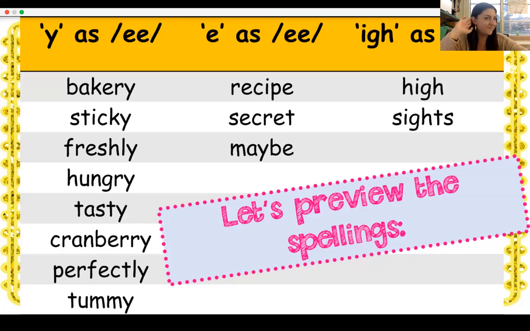tummy. All right, here we have the letter E as it says the E sound in the word recipe, secret, maybe. Okay, here we have the IGH spelling. Those 3 letters work as a team to say the I sound. When they're all together like this, they say the I sound, like in the word hi. Sights.